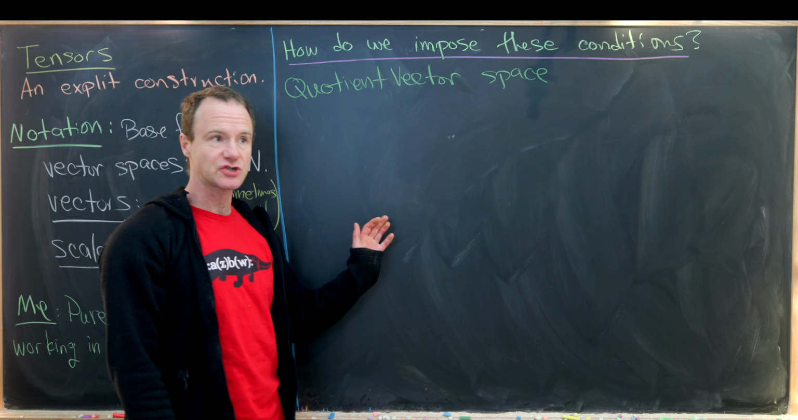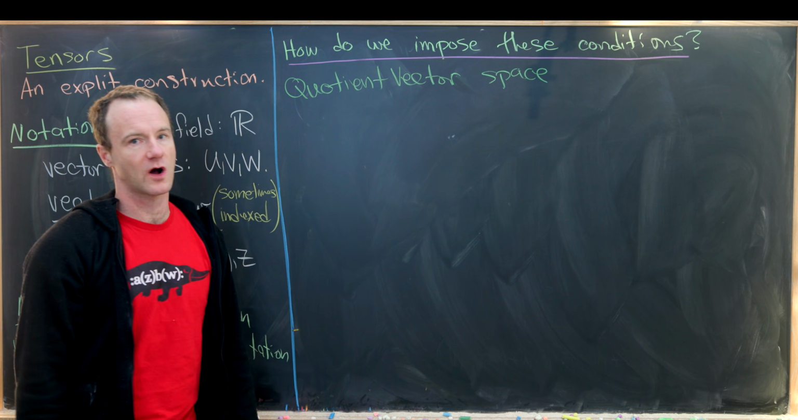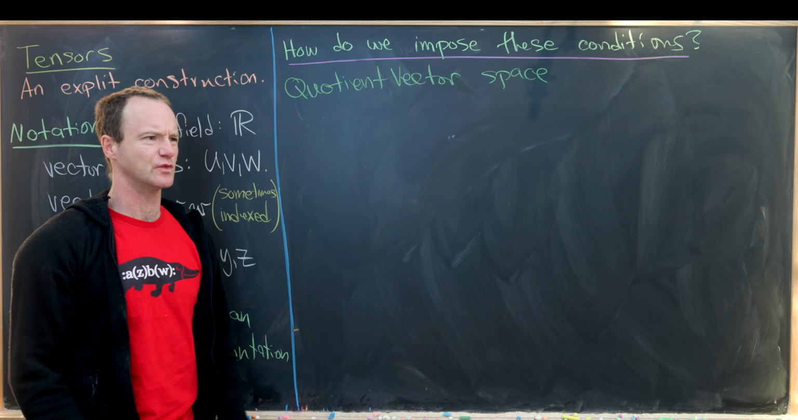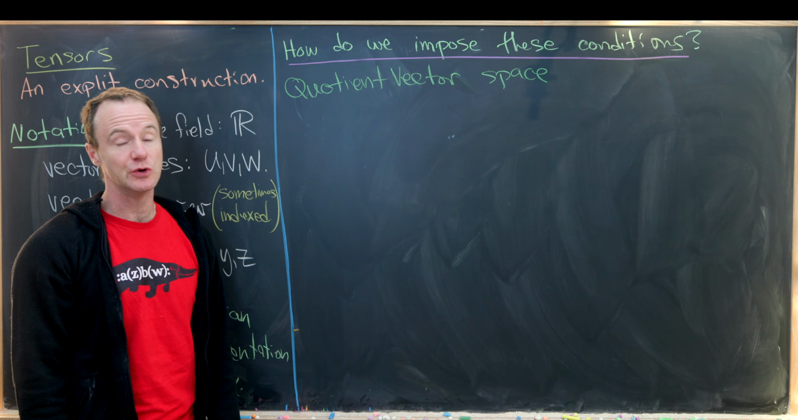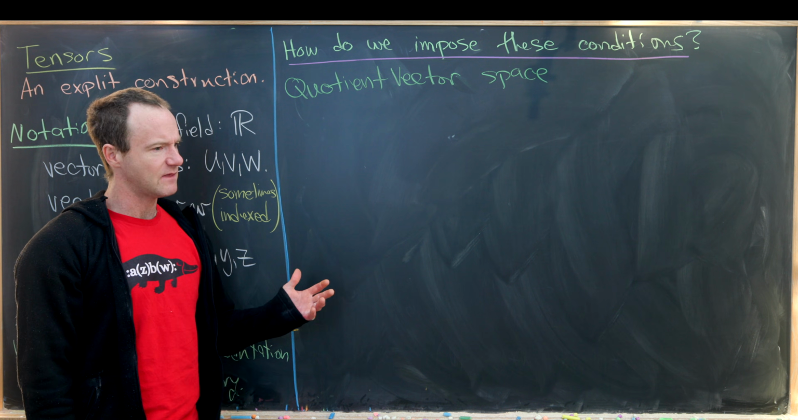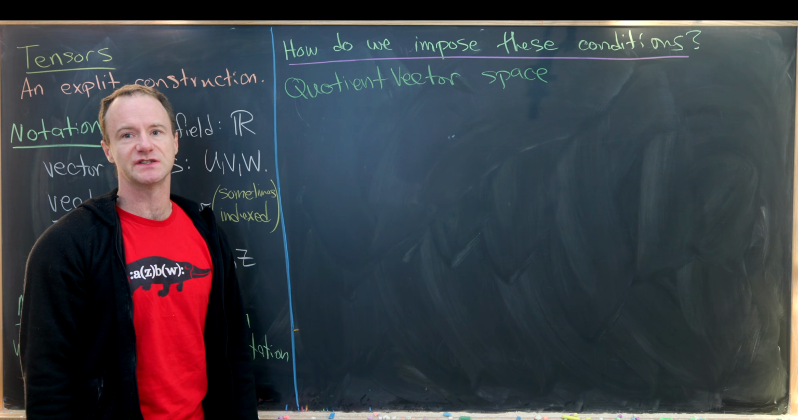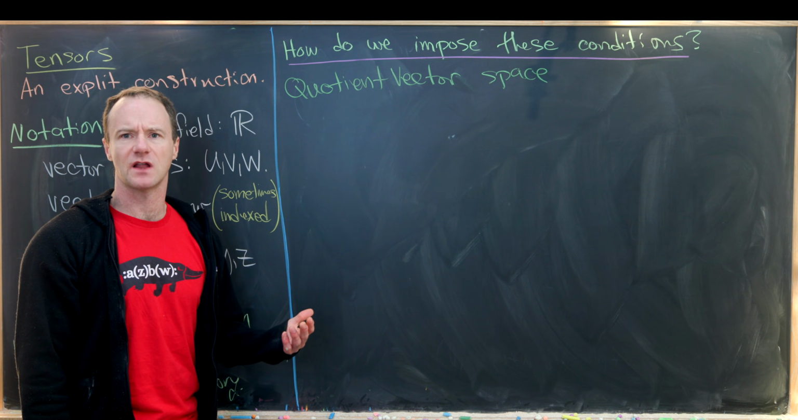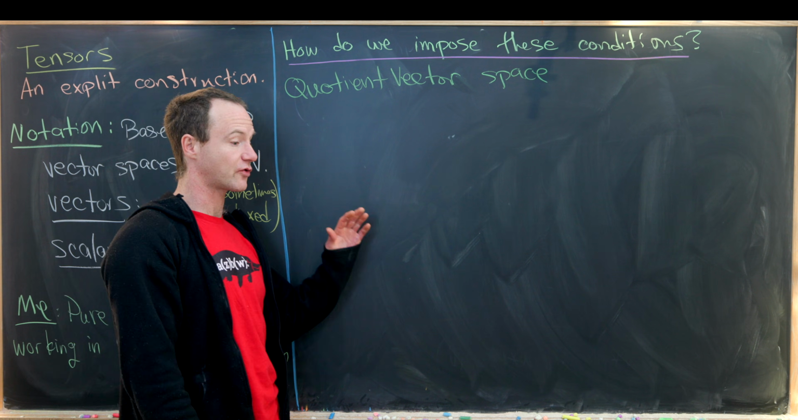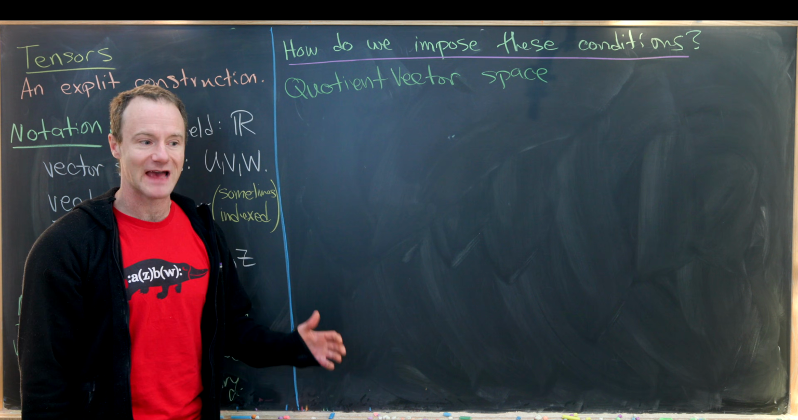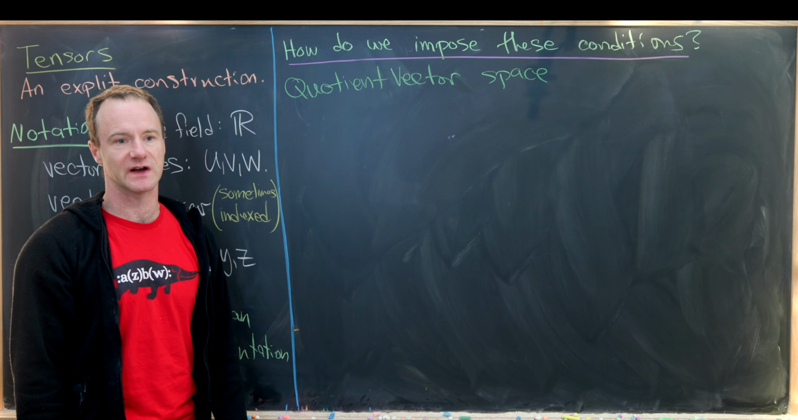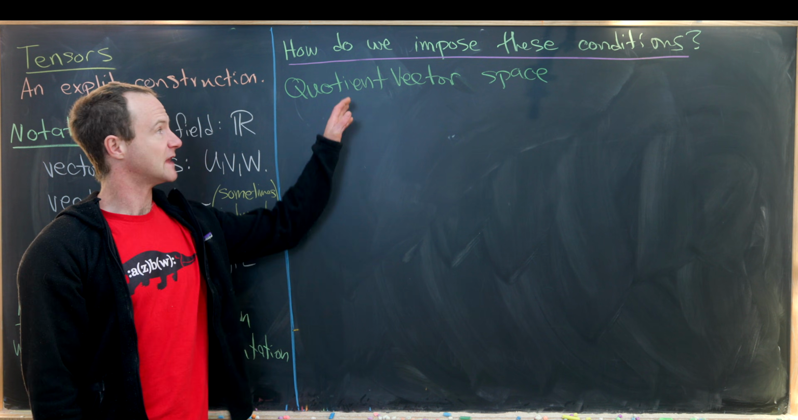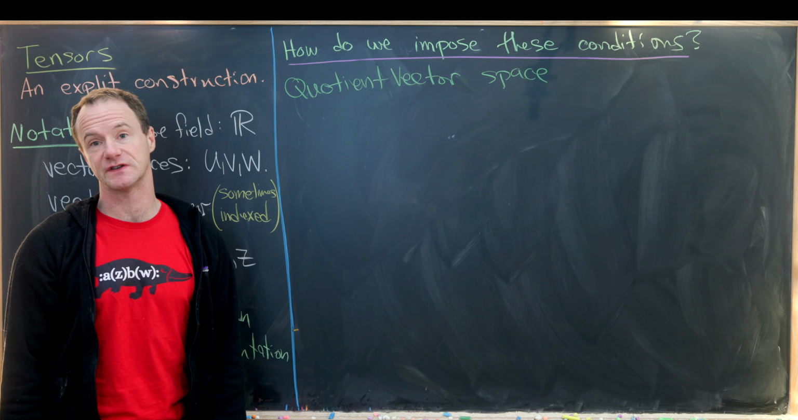So far, we've introduced the notion of the formal product of two vector spaces. And then through some exploration, we saw that that object was really too big, in that it didn't really give us relations between vectors that seem like they should be related. And that brings us to the logical question, how do we create a new vector space, maybe out of that formal product of two vector spaces, so that those conditions are imposed? And the answer is with a quotient vector space.